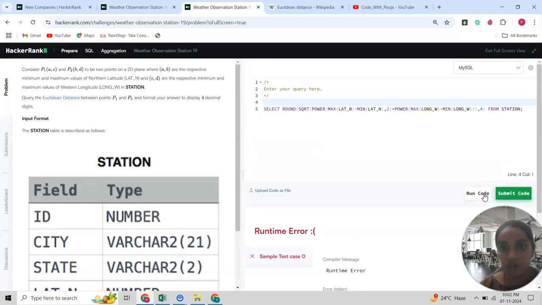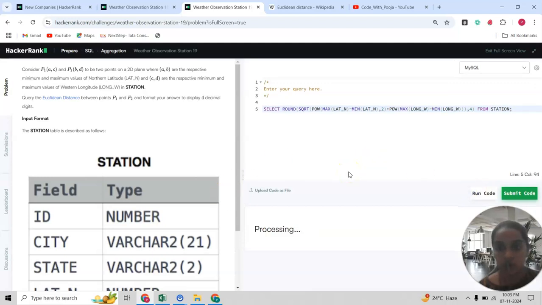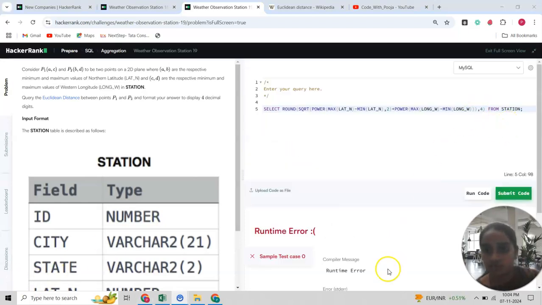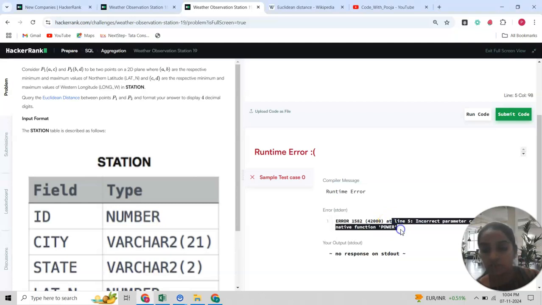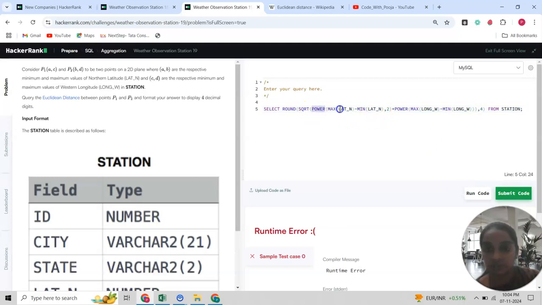Incorrect parameter function power. Pow. Is it pow or power? Actually, that is a pow function, not a power function. I read it wrong, it is a pow function, P-O-W. Then why is it giving me this error? Actually, the problem is that I didn't read the query. Error, incorrect parameters. Okay, so the pow function has two parameters, but here it's only one. That's why it is giving me the error.